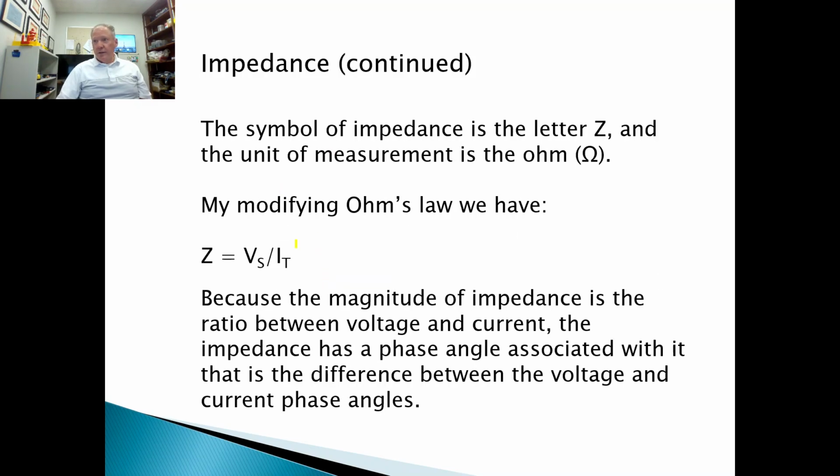Okay, now the symbol of impedance is the letter Z or zeta, and the unit of measurement is the ohm. So if we modify Ohm's law for AC, the total impedance is going to equal the source voltage divided by the total current. Now, because the magnitude of impedance is the ratio between the voltage and current, the impedance has a phase angle associated with it. That is the difference between the voltage and the current phase angles.